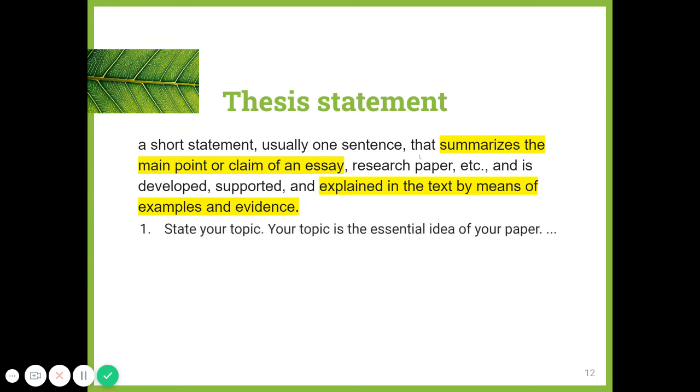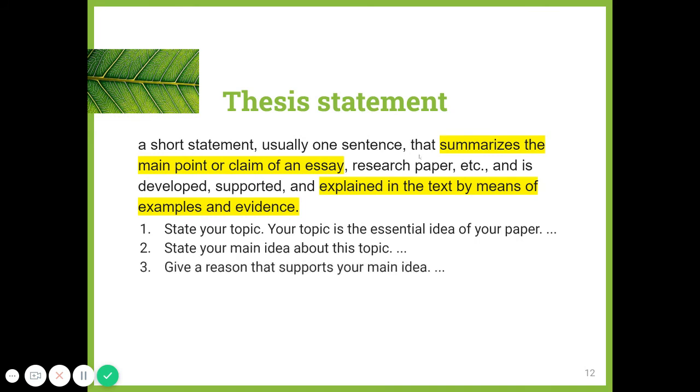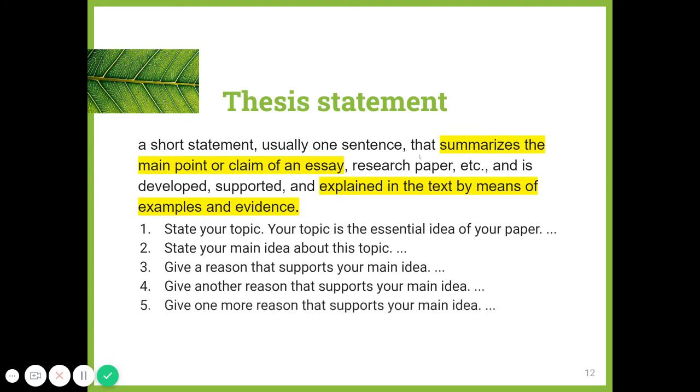When you write your thesis statement, you state your topic clearly, state your main idea about the topic, give a reason that supports your main idea, give another reason that supports your main idea, and give one more reason that supports your main idea.